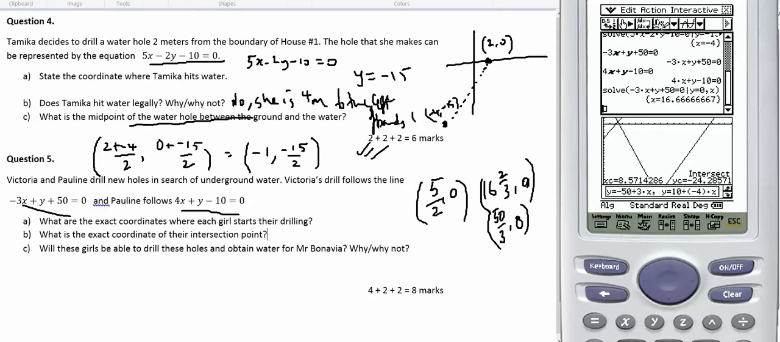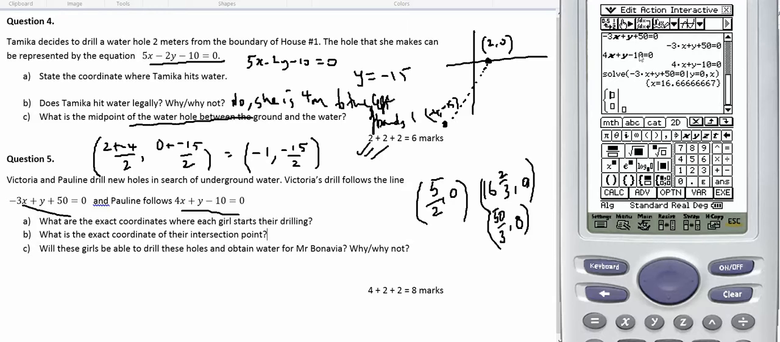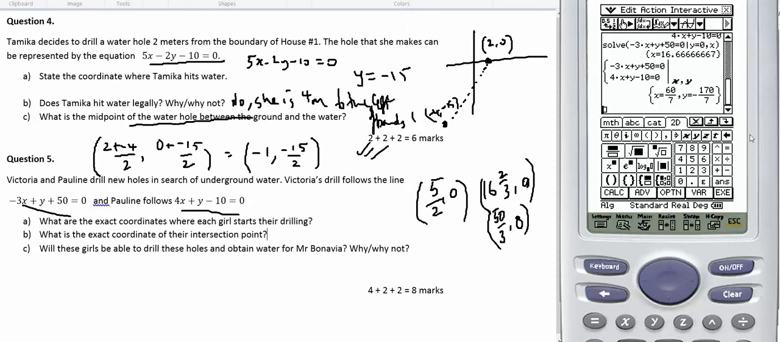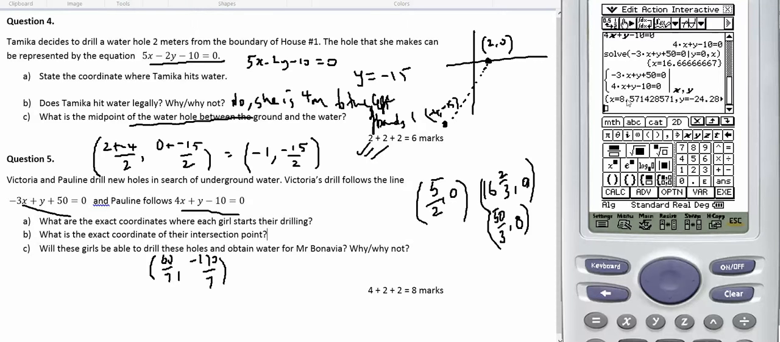So I'll go back up into main, and I'm going to bring up my keyboard, and I'm going to go 2D and select simultaneous equations. I'm going to take this one and put that in one line of the simultaneous equation, and the second one in the second line. Solve that for x, comma y, and execute, and that tells me that the exact coordinate of the intersection point in part B is (60/7, -170/7). And that happens to be in the legal zone, but well below the water.